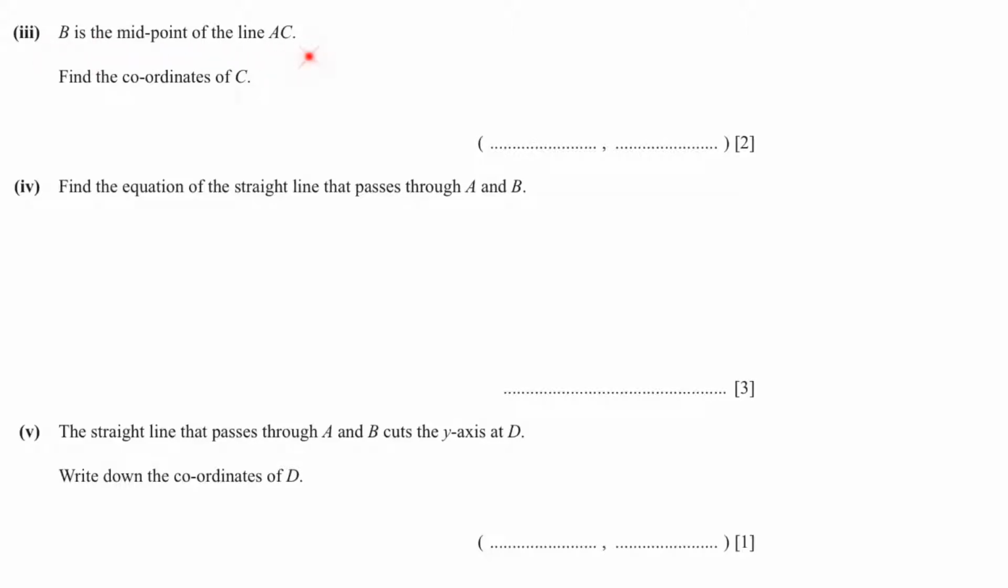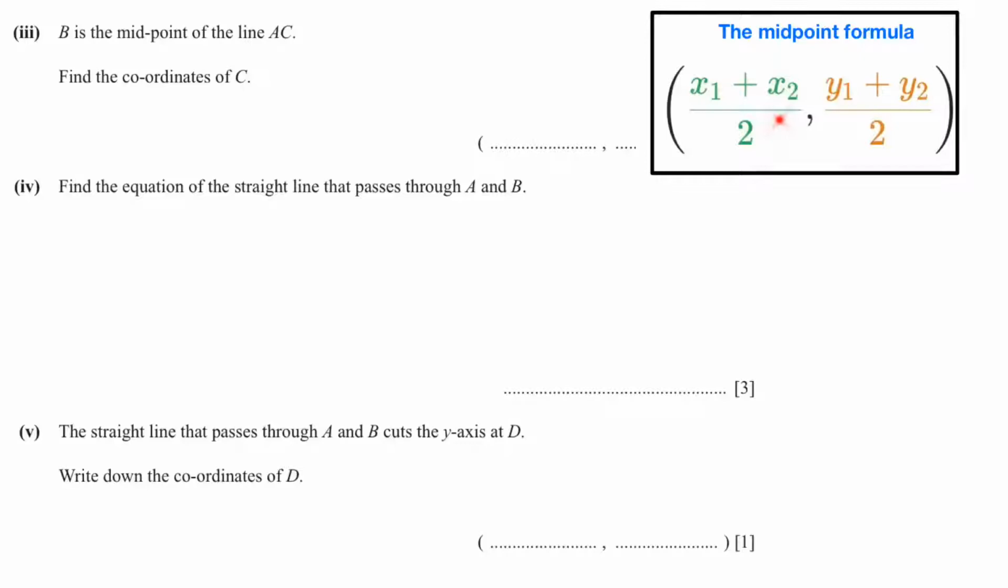B is the midpoint of the line AC. Find the coordinates of C. To find the midpoint, we have to use the formula x1 plus x2 divided by 2, y1 plus y2 divided by 2. The points that we have are A, B, and C. B is 5, 6. A is 3, 2. And we need to find the coordinates of C. Let's write it as x1, y1. As B is the midpoint, when you add the x coordinates of A and C and divide by 2, you will get the x coordinate of B.